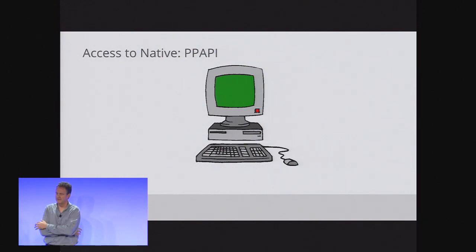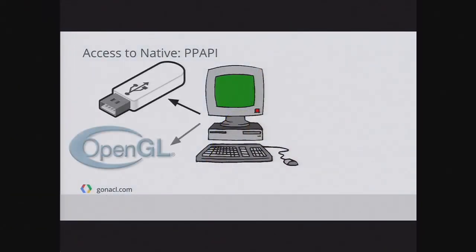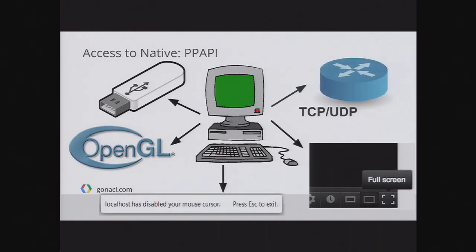So let's talk a little bit about how we give you access to native. Now, this touches a little bit on Joe's presentation earlier. But we're using the Pepper API in order to give you access to the native capabilities. This gives you secure access to things like USB, OpenGL, mouse cursor lock, full screen, and TCP and UDP messaging. This gives you really all of the feature set of a native application, but in a secure fashion.